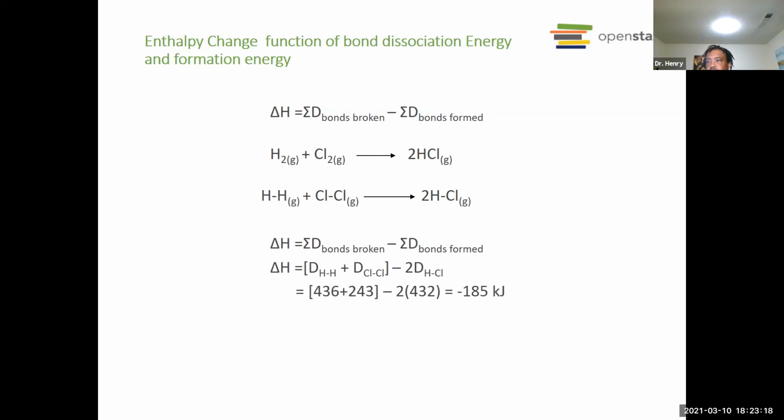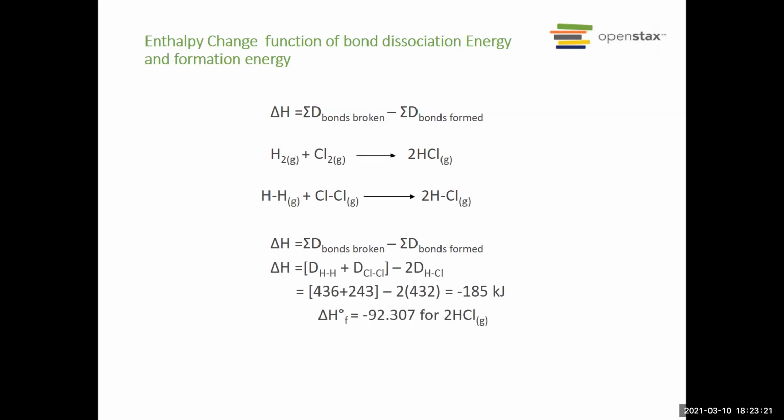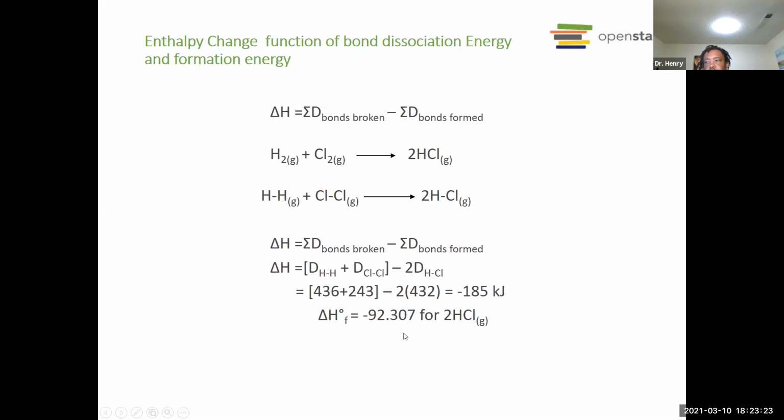Okay. And this is a typo, I apologize. The enthalpy of formation would be for 2 moles of HCl. But if we want it for a single mole of HCl, we would divide it by 2. So each one would be 92.307, okay? For one mole of that. Questions, concerns? Pretty simple?